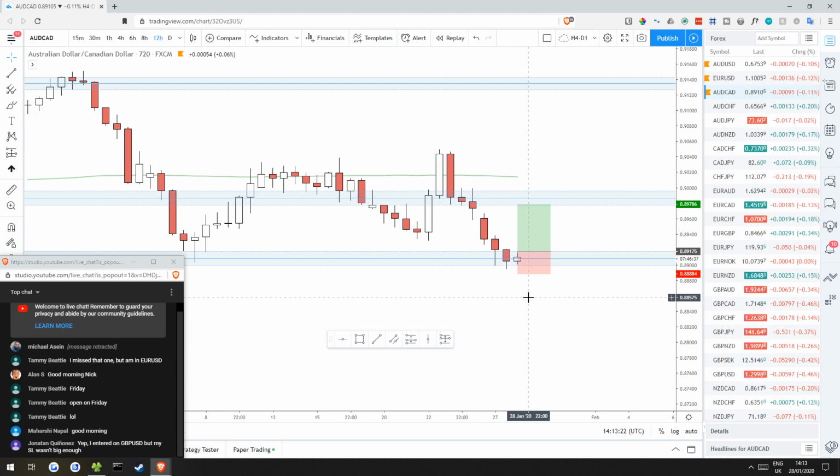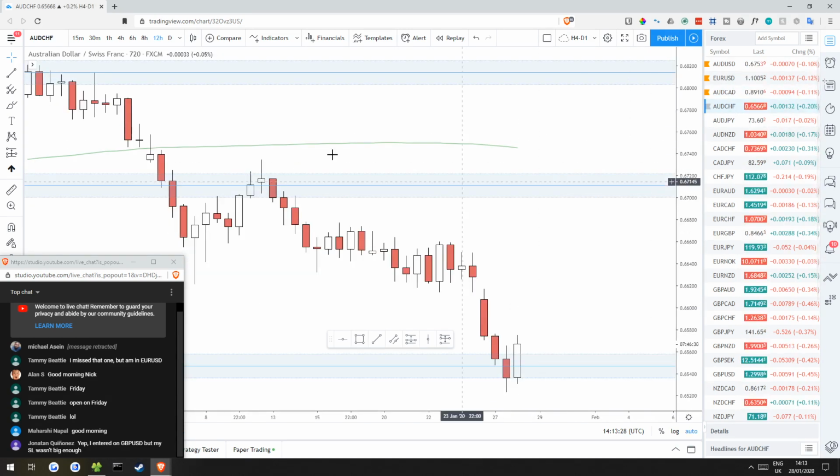Let's just be patient, wait for this candle to close and see if we're going to enter this as a potential long.